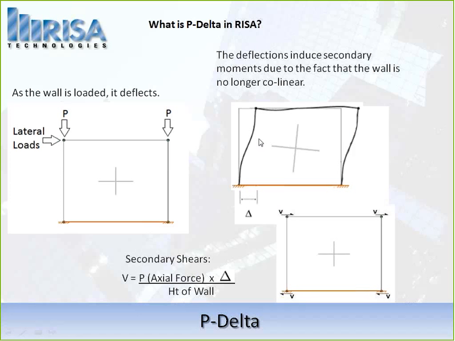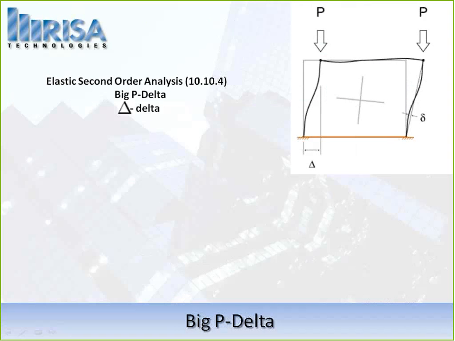Those secondary shears are calculated by using the axial force, the P, times the delta that is found after one solution. We find a delta, or a deflection distance, and then we divide that by the height of the wall. That's the calculation for that shear, and it's applied to the bottom and the top of the walls. For a single-story wall, you're effectively just getting that top force. So that's happening inside, and that's what we call the big P delta.